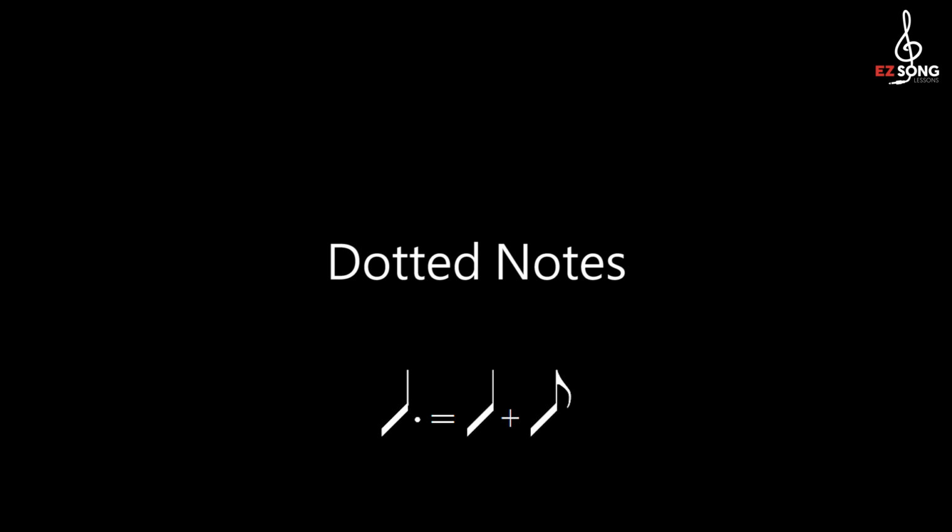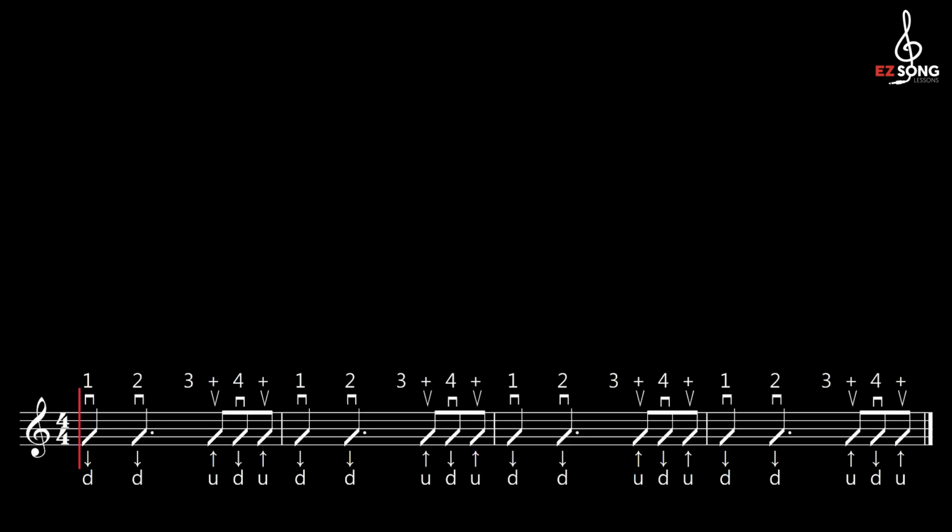The following strumming pattern starts with a 1 beat note, followed by a dotted 1 beat note. This note is equal to 1 beat plus half a beat, making 1.5 beats. The bar ends with 3 half beat notes.